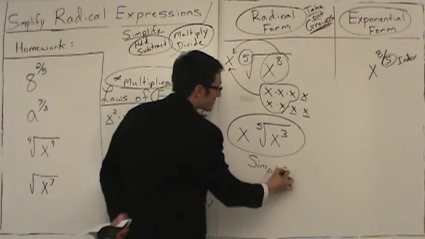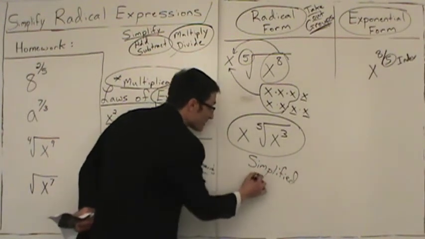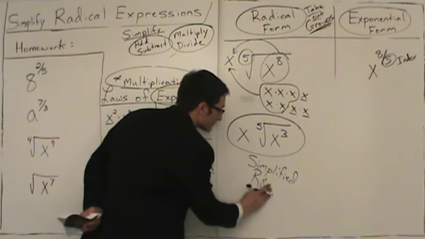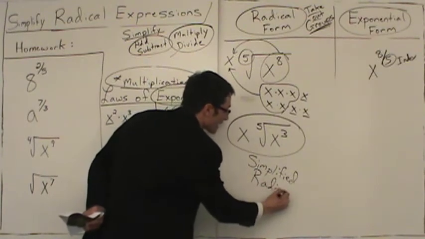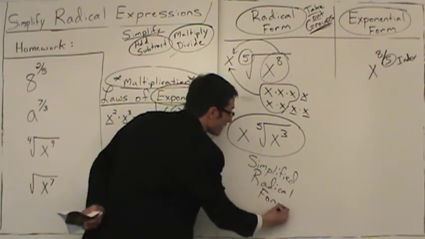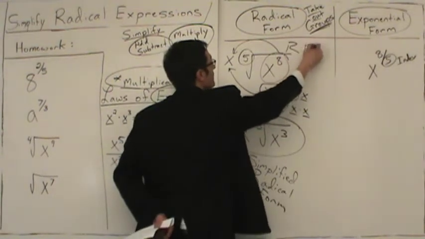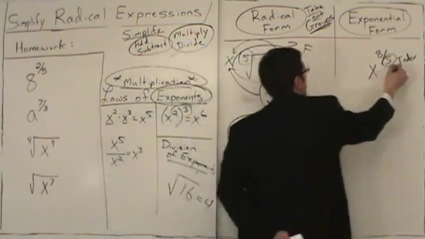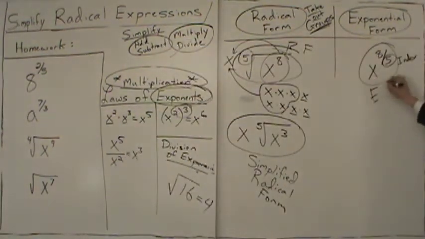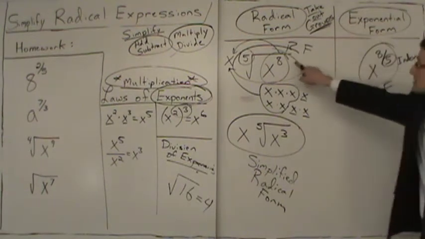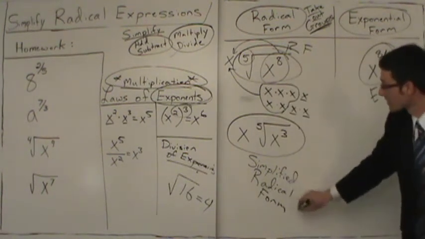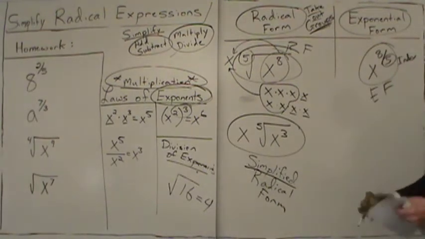You don't have to necessarily label each form. I'm just labeling it on the video. Simplified radical form. This is your radical form. Here is your radical form. And over here we have what? Exponential form. So this is exponential, this is our radical form, and this is our simplified radical form. Remember, simplified means the groups have been taken out.